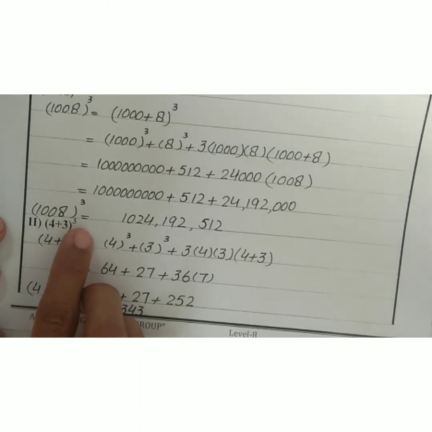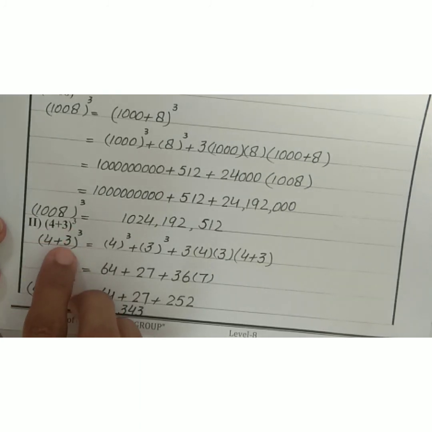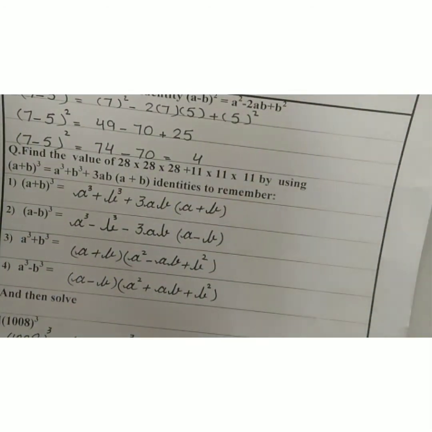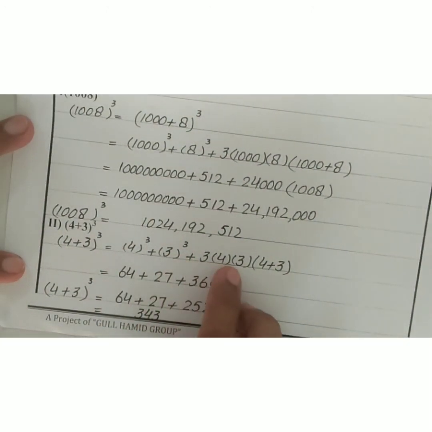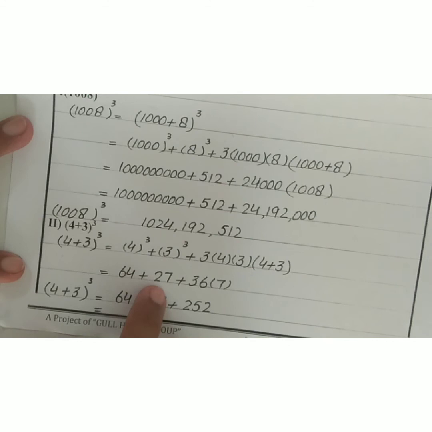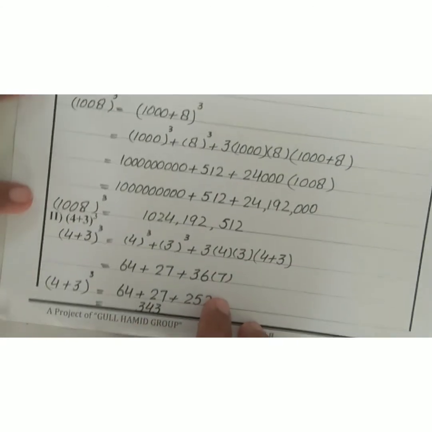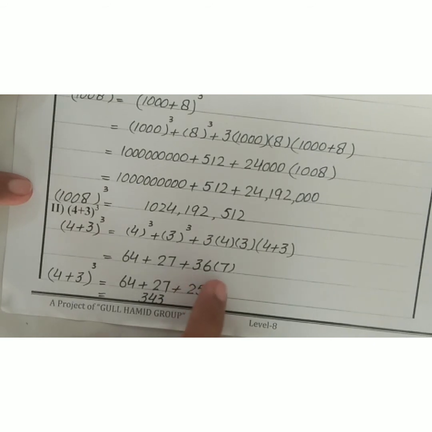Next students, we have the last part of page number 4. 4 plus 3 whole cube. Here 4 is a and 3 is b. Now apply again this identity on this question and solve it. See here students, a cube plus b cube plus 3ab and a plus b. Students, cube of 4 is 64, cube of 3 is 27, and next we have to multiply 3, 4 and 3, which is 36, and 4 plus 3 is 7. Now students, multiply 36 by 7, we get the answer 252, and here we have as it is 64 and 27. Now students, add these three values, we get the answer 343.